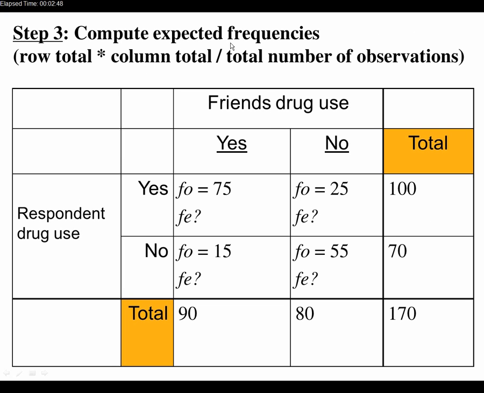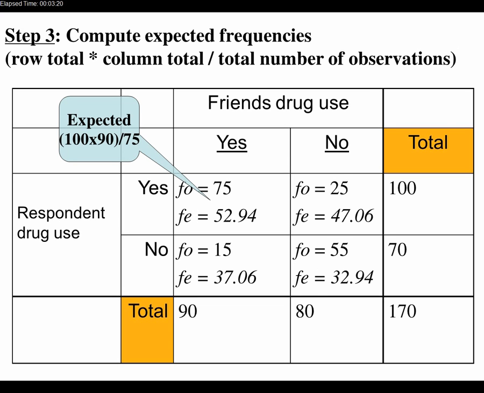Okay, let's pop over. Step 3, compute the expected frequencies: the row total times the column total divided by the total number of observations. Okay, so here we are, we are going to take the row total and compute the expecteds. You can see that the observed frequencies are 75, 25, 15, and 55. What are the expecteds? The expected for that first cell is 100 times 90, row total times the column total, divided by 75, which is the total number of observations, gives us 52.95.